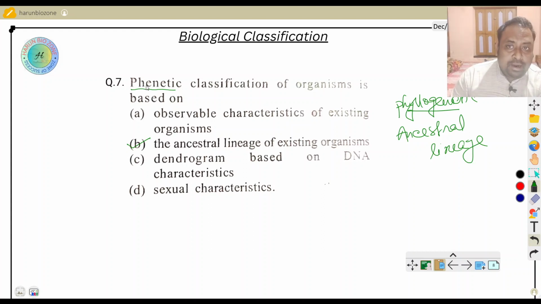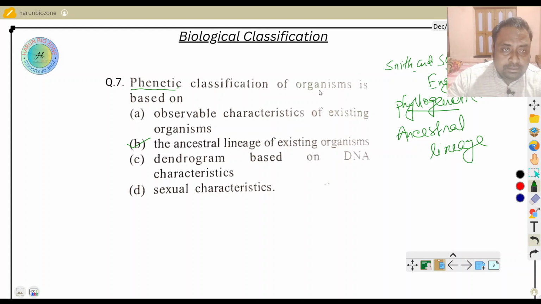It is also called the phylogenetic system of classification, which was proposed by Engler and Prantl. Then Engler, Prantl and Smith and Sokal. Okay, so phenetic means phylogenetic system of classification. This classification was proposed by Engler and Prantl and Smith and Sokal.